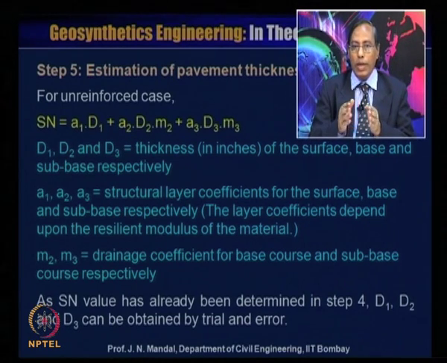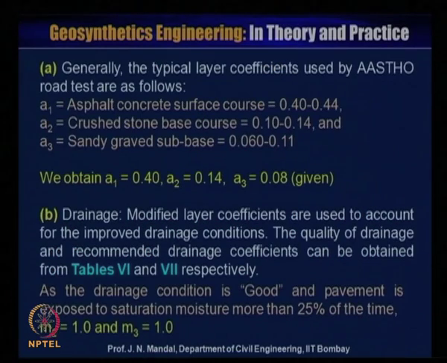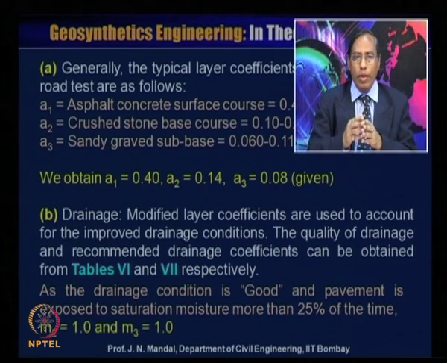As the SN value has already been determined in step 4, D1, D2, D3 can be obtained by the trial and error method. Generally, the typical layer coefficients used by the AASHO road test are as follows. A1, asphalt concrete surface course, is equal to 0.40 to 0.44, A2, crushed stone base course, is 0.10 to 0.14, and A3, sandy gravel subbase, is 0.060 to 0.11. In our problem A1 is equal to 0.40, A2 is equal to 0.14, A3 is equal to 0.08, as given.